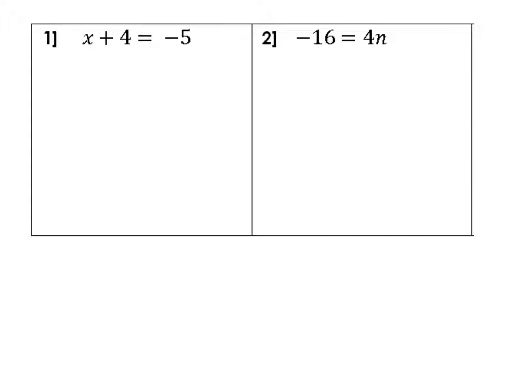Okay, this is part 1 of the Reteach over solving two-step equations. Make sure that you record your answers to the video questions on your answer sheet.